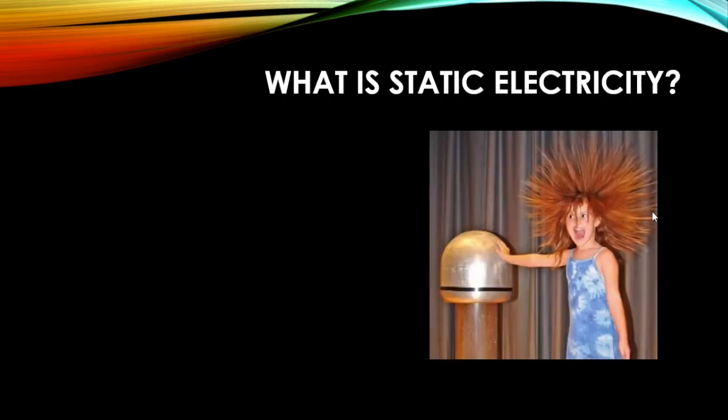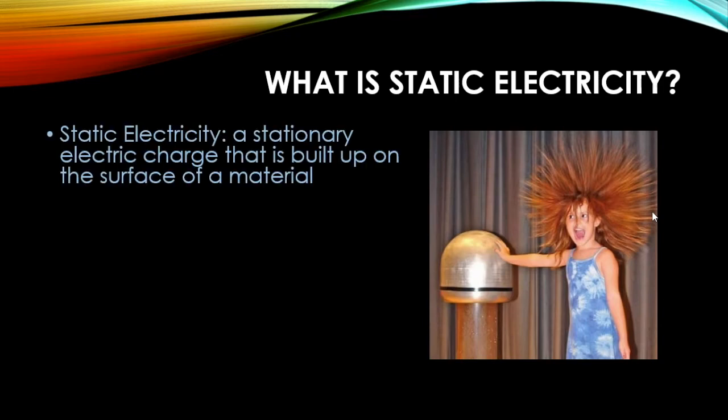Let's talk specifically about what static electricity is. We're going to say that static electricity is a stationary electric charge that is built up on the surface of a material. Over here in my picture, we can see this little girl touching this metal sphere, and the metal sphere is putting these charges onto her. So it's building up these electric charges, and that's what's happening to her hair. Her hair has a bunch of these charges, a lot of electrons, and we remember that electrons have negative charge, so all these negatives are repelling each other, making her hair stand up.